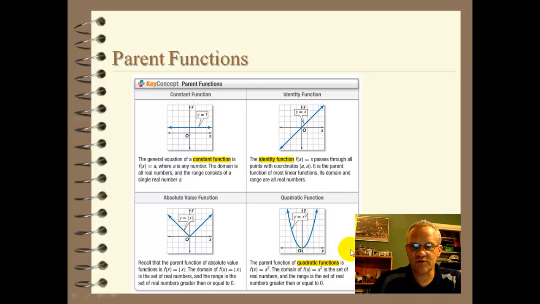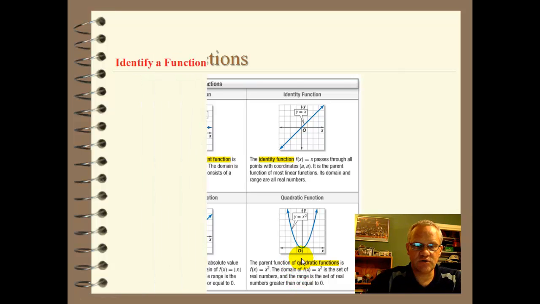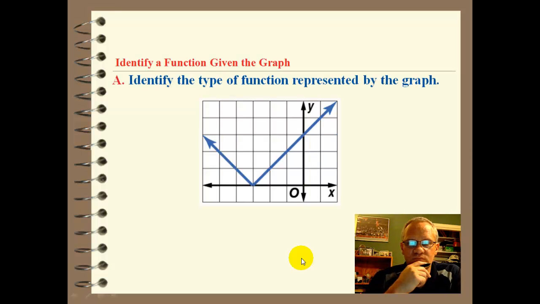So we're going to use all the x's going right and left. But the y's, the points we use on this graph, are all above 0. So again, the range is y is greater than or equal to 0. Okay? So let's take a look at a few and see if we can figure out what type they are, first of all.